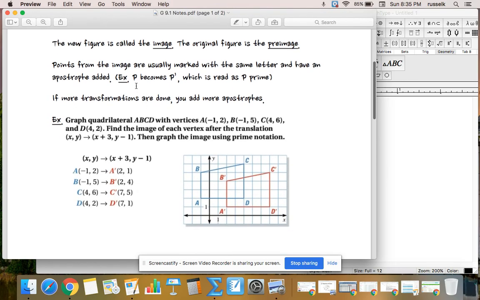When we're marking our points, usually we add an apostrophe at the end, which is read as a prime. So P becomes point P prime. As you can see down in the example below, we have A and then A prime, B and then B prime.